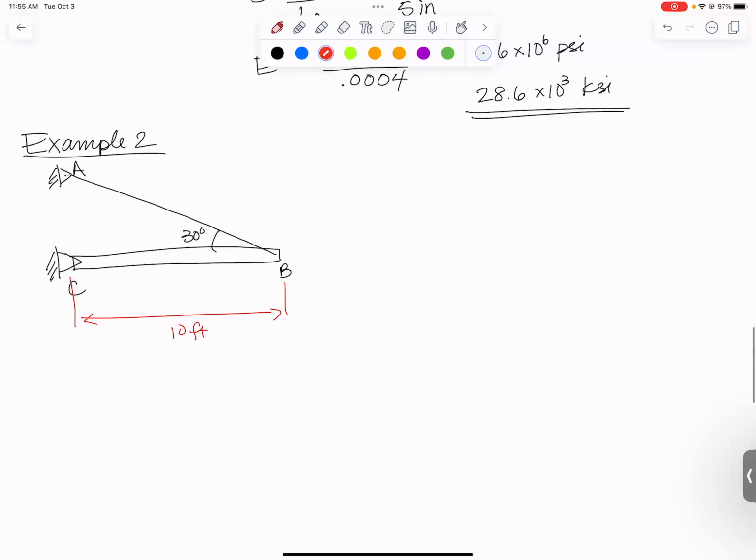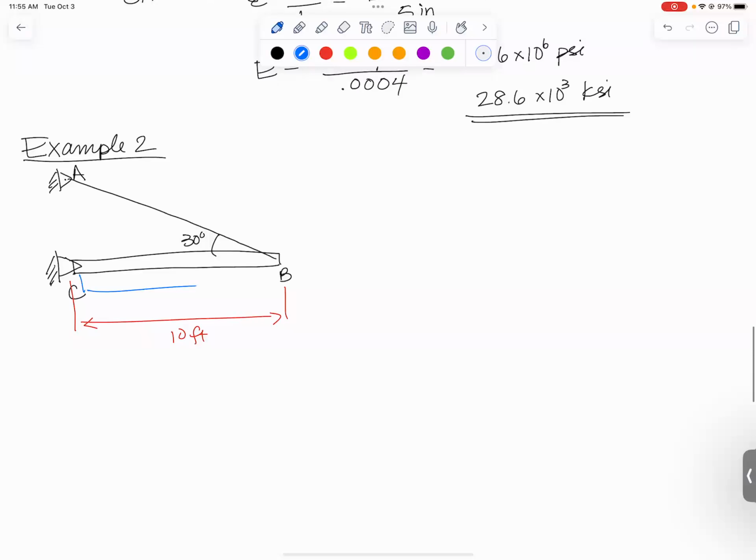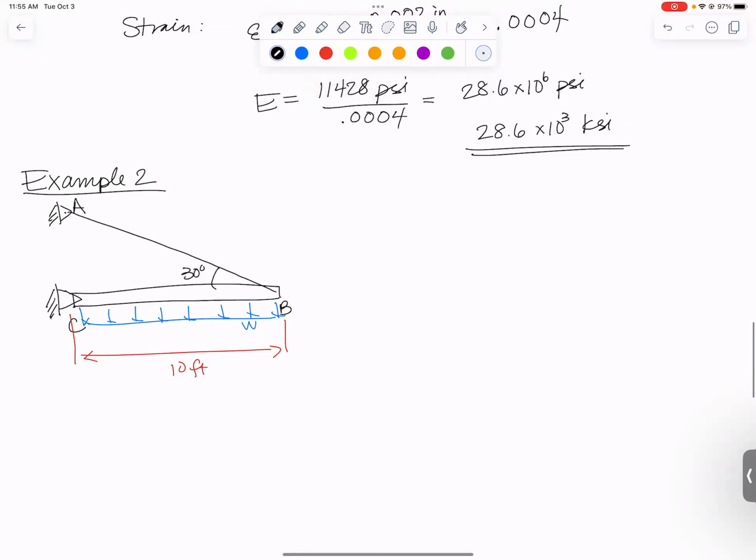And I better have a load on here. This is going to be a really boring problem. It has a distributed load, a downward uniform distributed load along the entire 10-foot length of magnitude W, which is unknown in this problem. All right, we are told it is a rigid beam. We're told that the guy wire, AB, is made of A36 steel, and it has a diameter of 0.2 inches. So that's our information that we know.